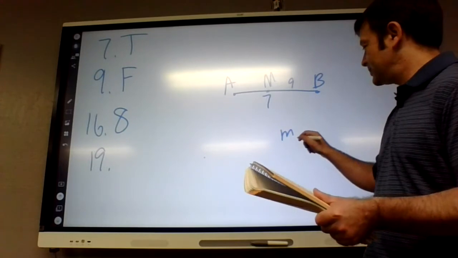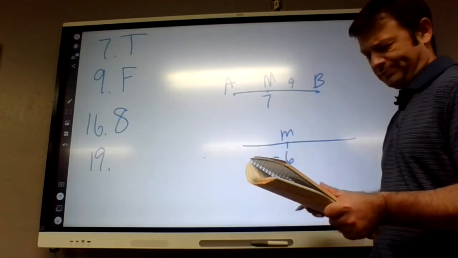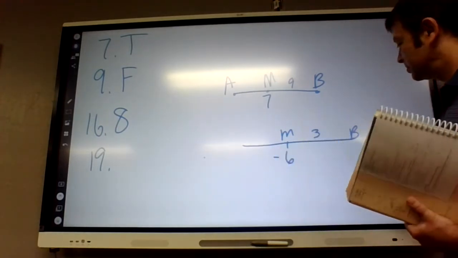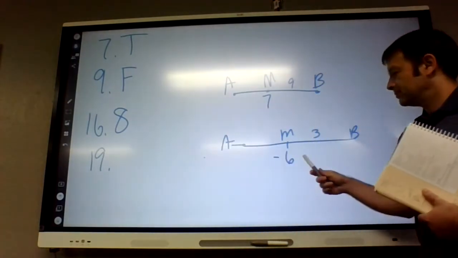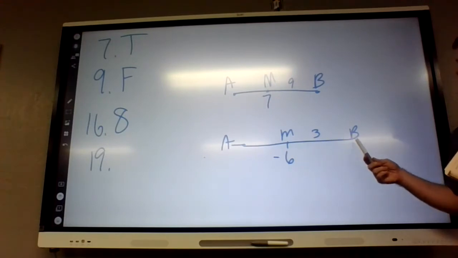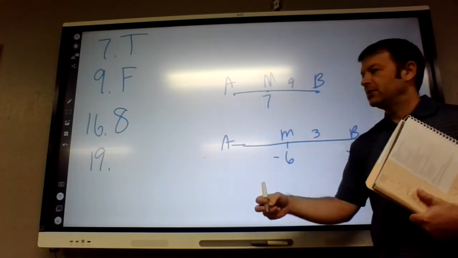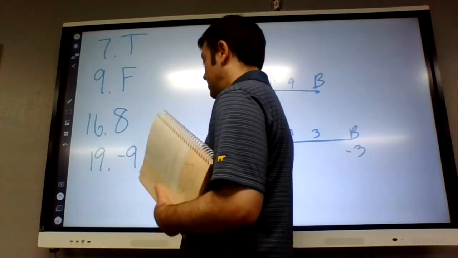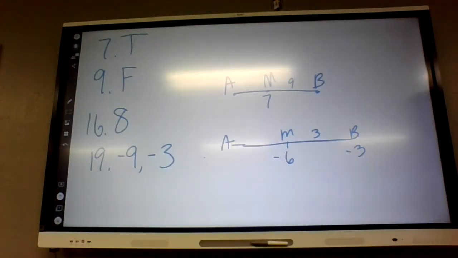M is at -6. MB is 3 long. So where is B and where is A? Right, -6 plus 3 is -3. Where is A at? -9. So it's -6 minus 3, which is -9. -9 and -3 are the coordinates of A and B.